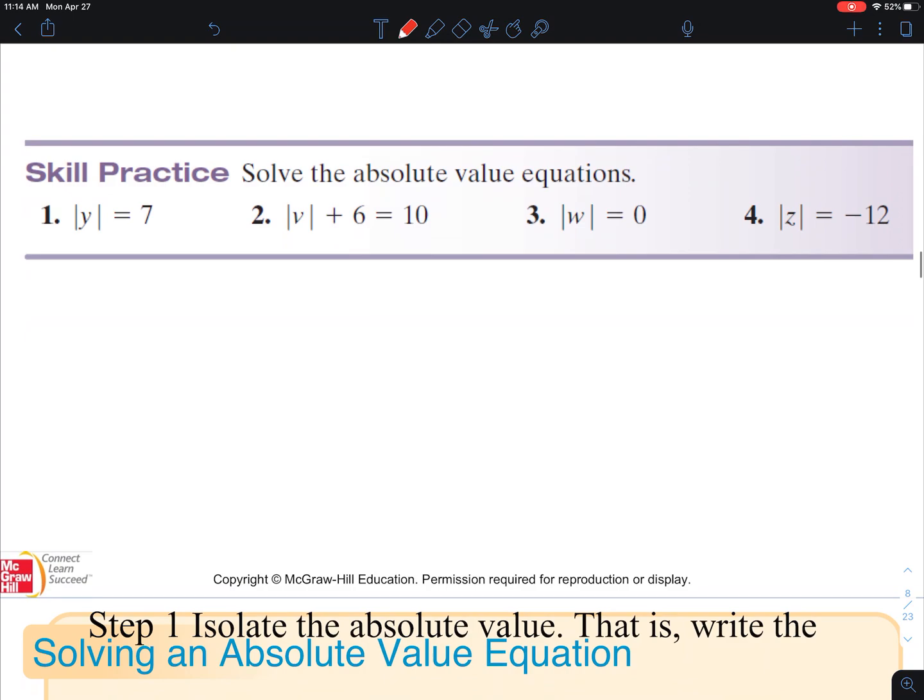All right, let's do some of these here. Y is equal to 7 or y is equal to -7. For this one here, we're going to subtract the 6 from both sides. So we have the absolute value of v is equal to 4. So v is equal to -4 or v is equal to 4. And here we can just write it as this. Right, same thing here. Again, here, absolute value of w is simply 0. And this one here is going to be no solution.